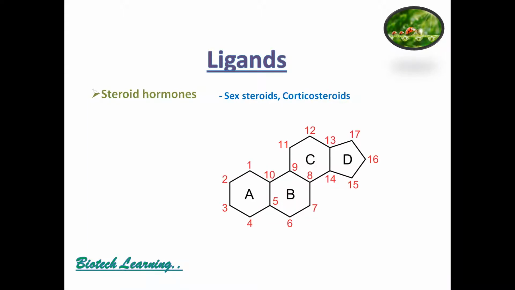So now let's see the various ligands which bind to intracellular receptors. The first type is the steroid hormones, like sex steroids or corticosteroids. So what are steroid hormones? They have the steroid core, that's the 17 carbons bonded in 4 fused rings. So steroid hormones enter into the cell by simple diffusion.